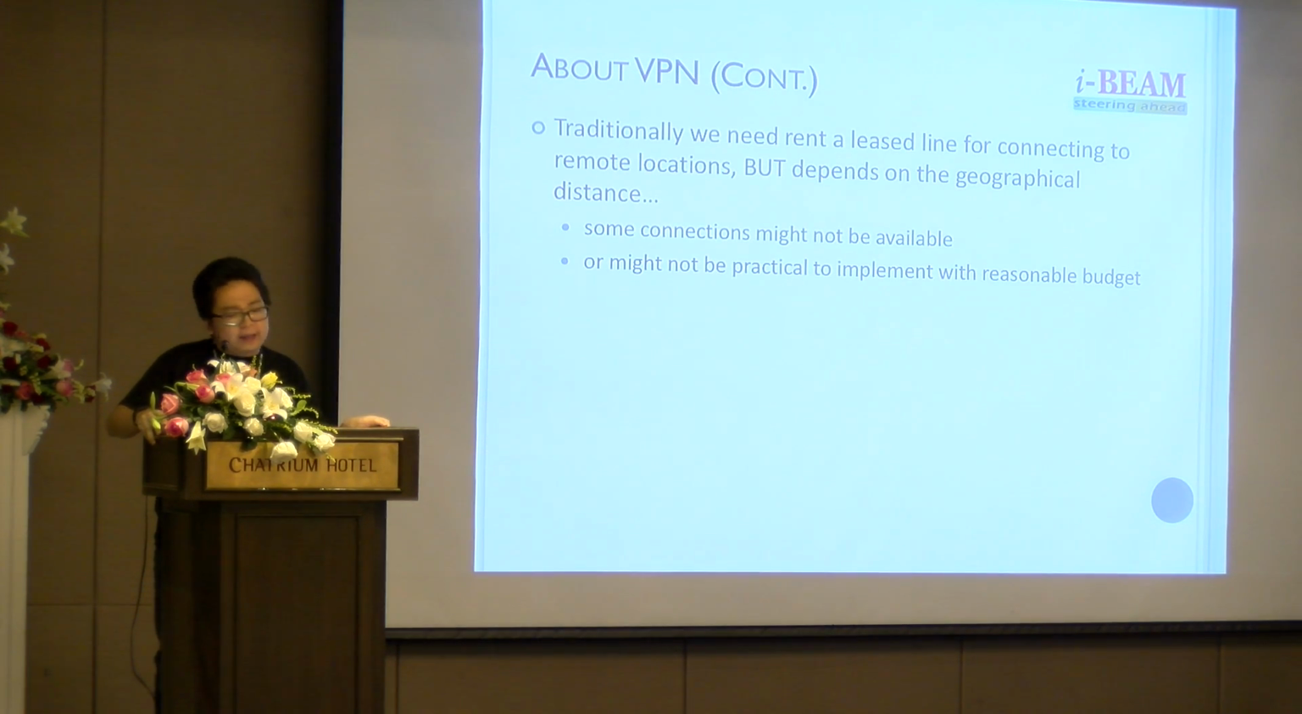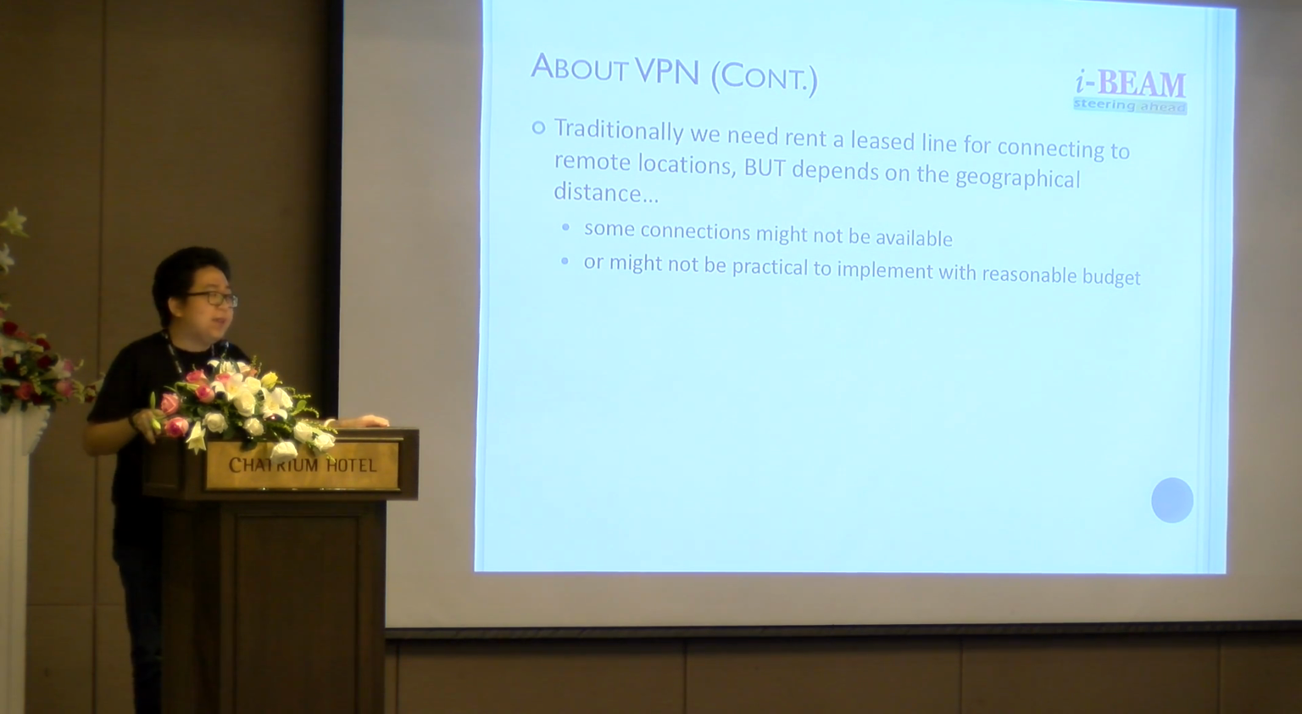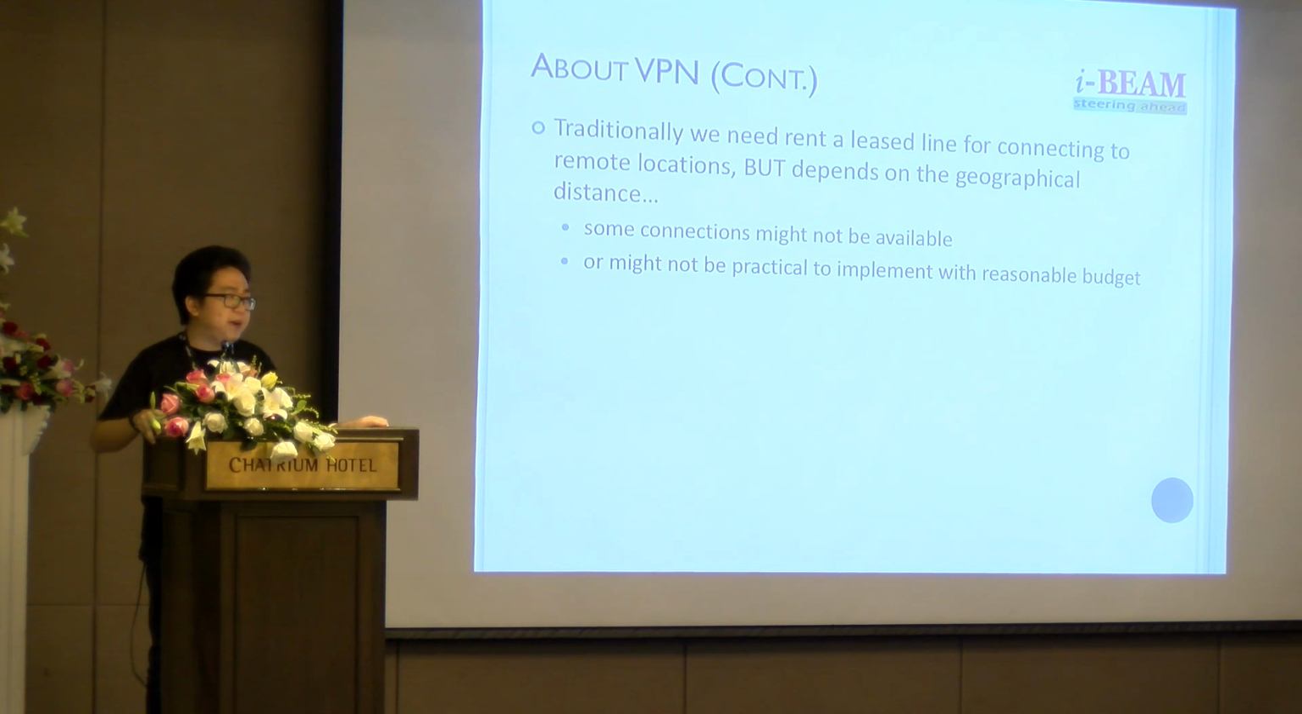Before we had VPN, traditionally, if you wanted to connect from one office to another office, you needed to run a leased line to the remote location. But depending on the geographical distance, sometimes some connections might not be available. For example, you have one office in Yangon and another office in Shan State. The distance is so far from each other. In this case, it might not be very practical for you to rent a cable. Even if you can get it, maybe it is very expensive.